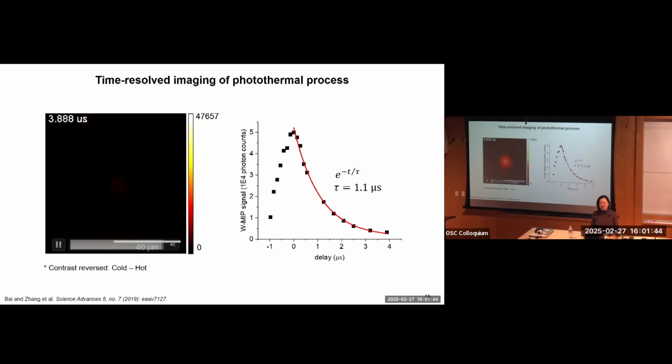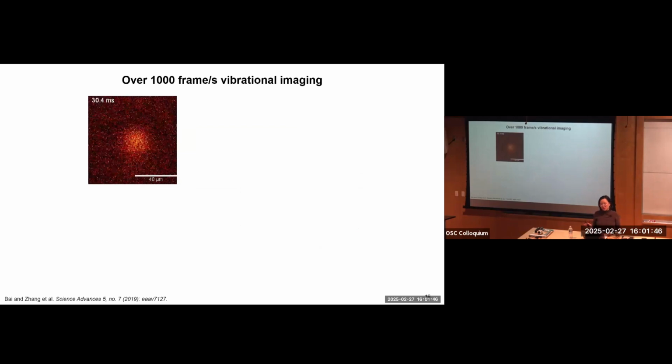So why we want to invent the wide field MIP imaging is because we want to boost the imaging speed. So we tested out whether we can really achieve that. And again, using the same polymer sample as an example, we demonstrate that we can use a single hot and cold frame subtraction to create a contrast like this. Although it's a little bit noisy, you can still see the weakly focused IR spot in the center. So we can achieve over 1,000 frames per second vibrational imaging, which is a record in the field.